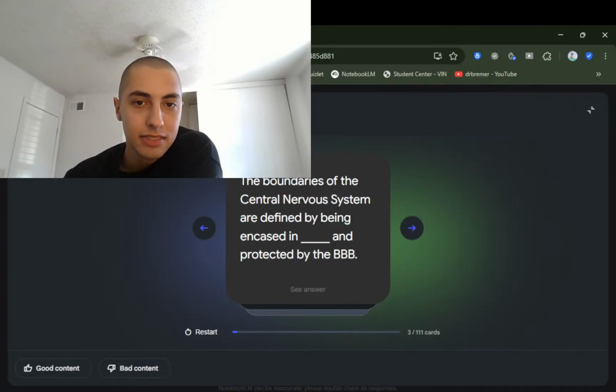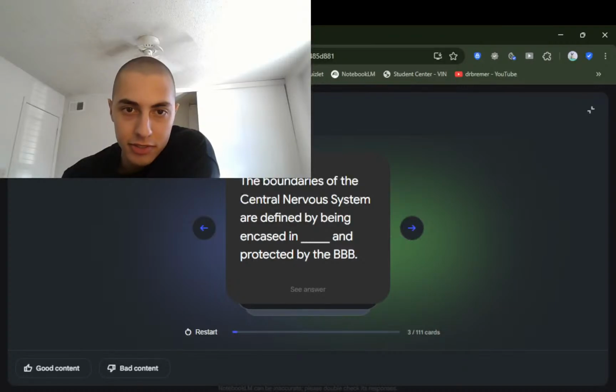Okay. The boundaries of the central nervous system are defined by being encased in blank and protected by the blood-brain barrier, dura mater. Yep.